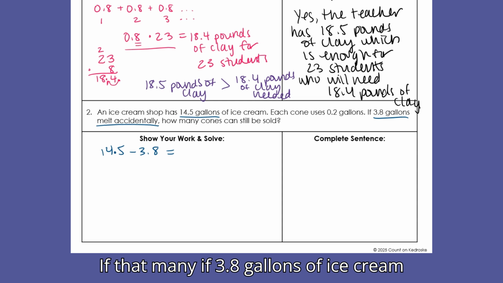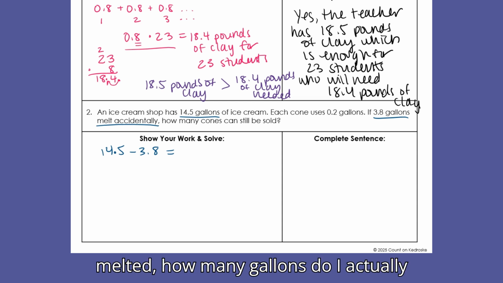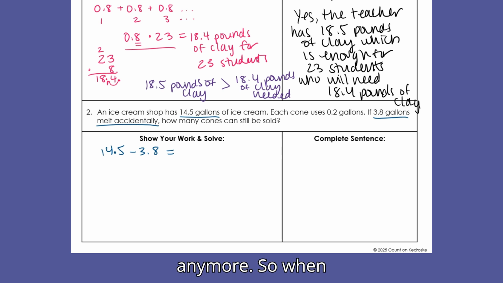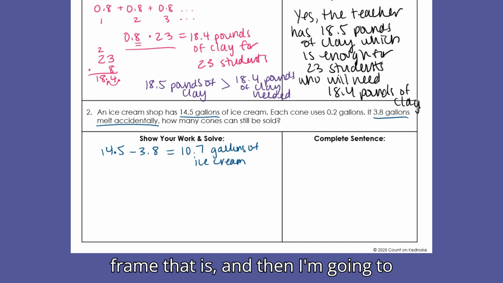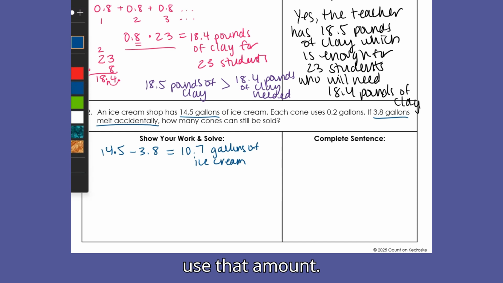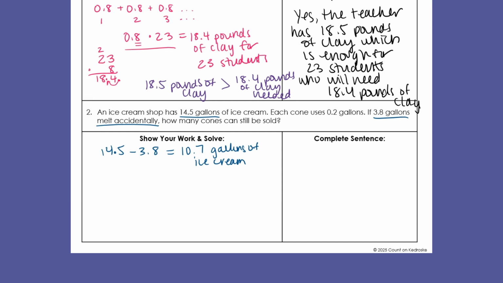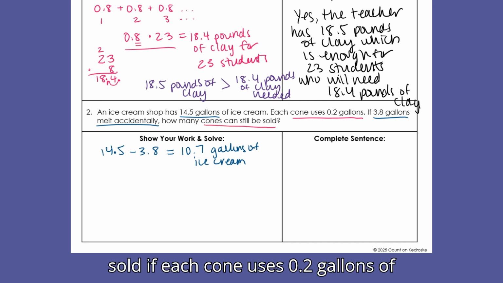So I'm going to immediately start with subtracting how many gallons of ice cream. If 3.8 gallons of ice cream melted, how many gallons do I actually have? Because I don't have that 14.5 anymore. So when I subtract 14.5 minus 3.8, I'm left with 10.7. So that's how many gallons of ice cream I really have, for that day, that weekend, whatever time frame that is. And then I'm going to use that amount to determine how many cones can be sold if each cone uses 0.2 gallons of ice cream.